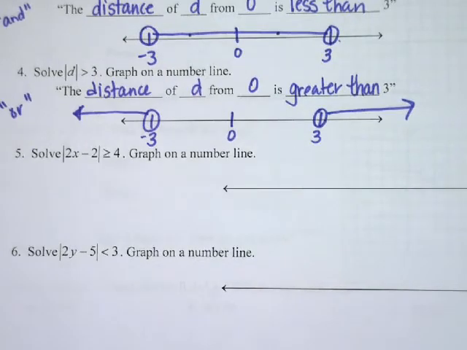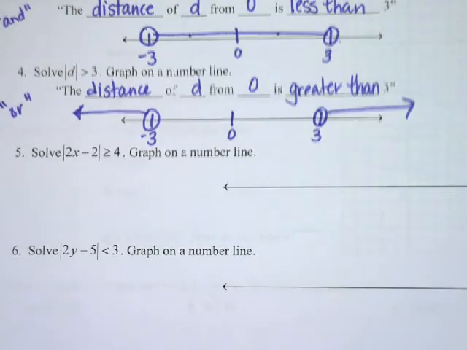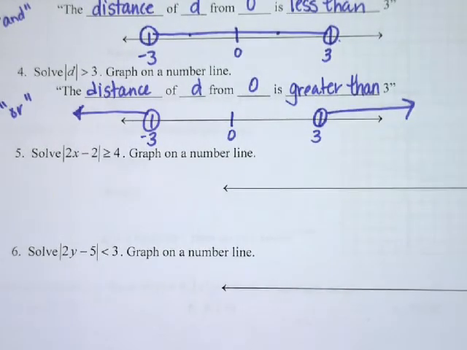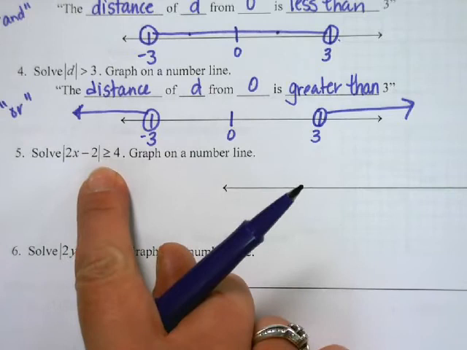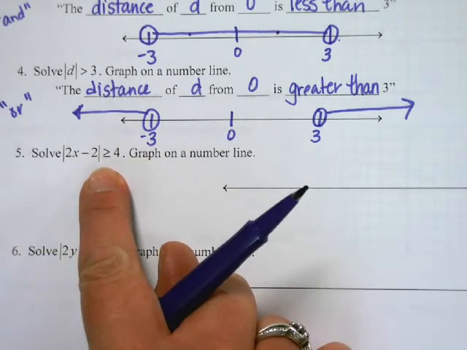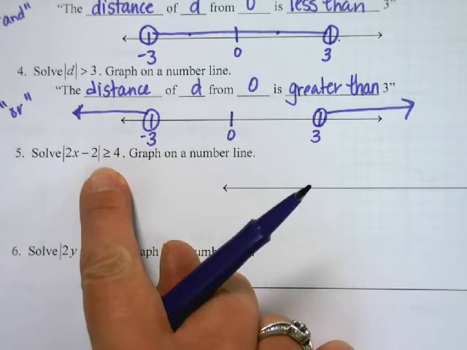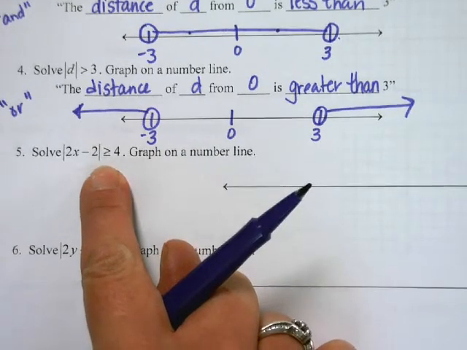Okay, so let's practice this. Number 5, it says the absolute value of 2x minus 2 is greater than or equal to 4. All right, so let's look at my symbol right there. It's a greater than. So this guy's going to be an or, excuse me.